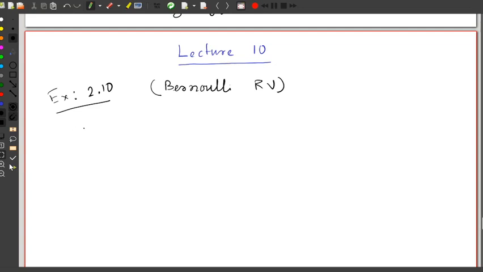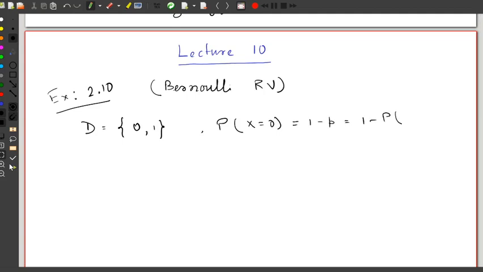In this case, if I take the set D as 0 and 1, it is easy to see that the probability that X equals 0, which we have already discussed, is 1 minus p, the same as 1 minus the probability that X equals 1. And in this case both the probabilities are greater than 0.